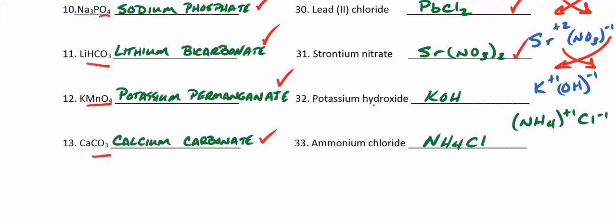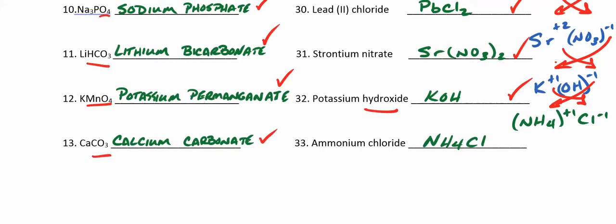Next is potassium hydroxide. Here we've got a polyatomic ion. No big deal. Potassium has a charge of +1, hydroxide -1. We're going to do the switch just like that. There it is. Don't write either one. Don't write a 1 here or a 1 here. No need for it. It's just 1, 1, but don't write them. So that's potassium hydroxide. That's number 32.